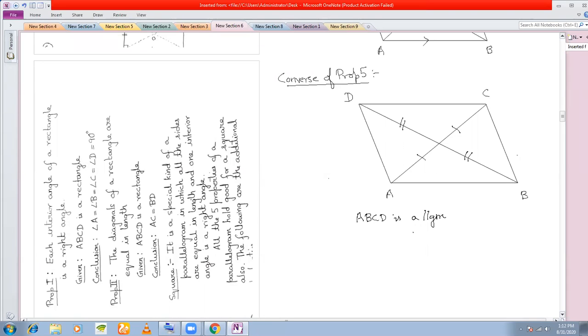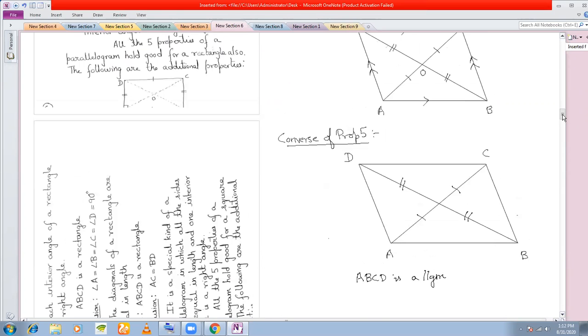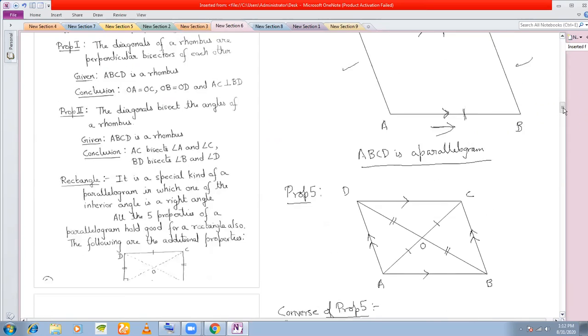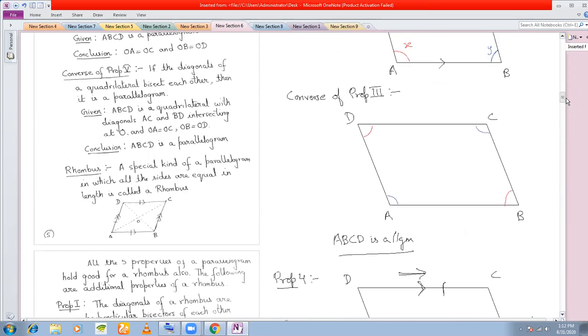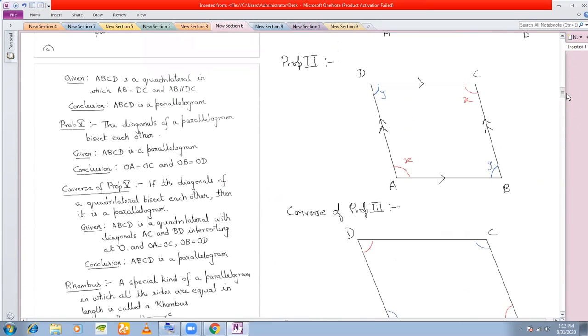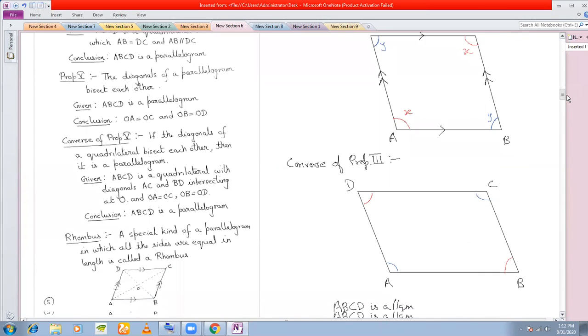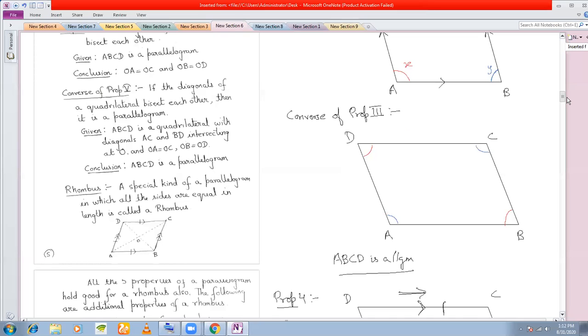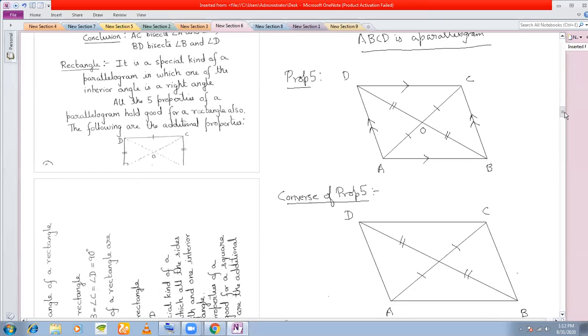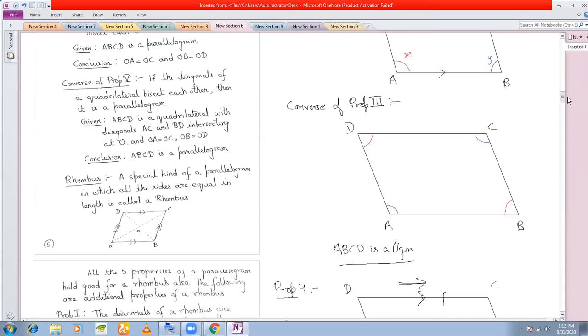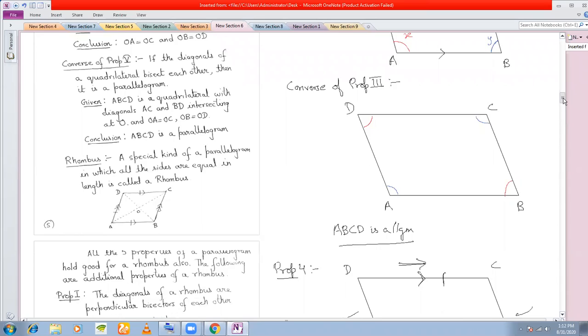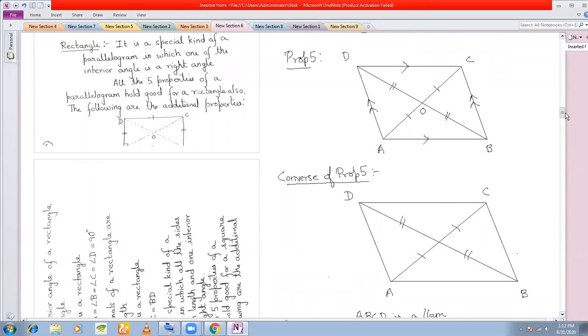Clear? Is it clear? Or any question on this property? So clear, sir. No questions. Yes, and sir, I think this was the last property. Okay. Property 4, 5. Yes, this was the last property. Sir, can you repeat the converse of property 5 once more, please?